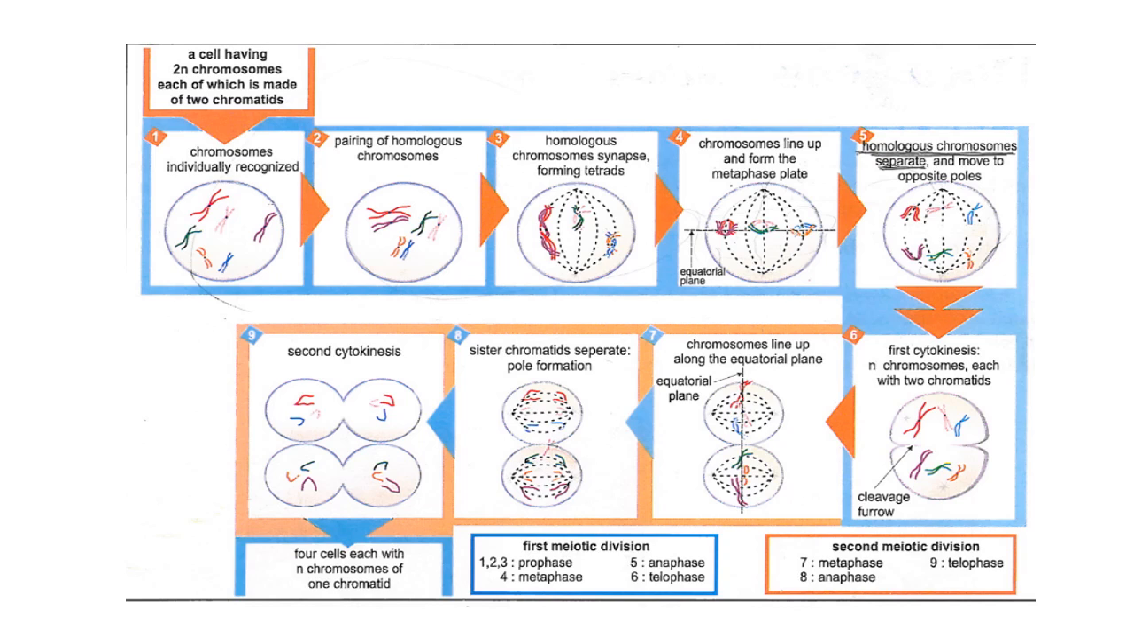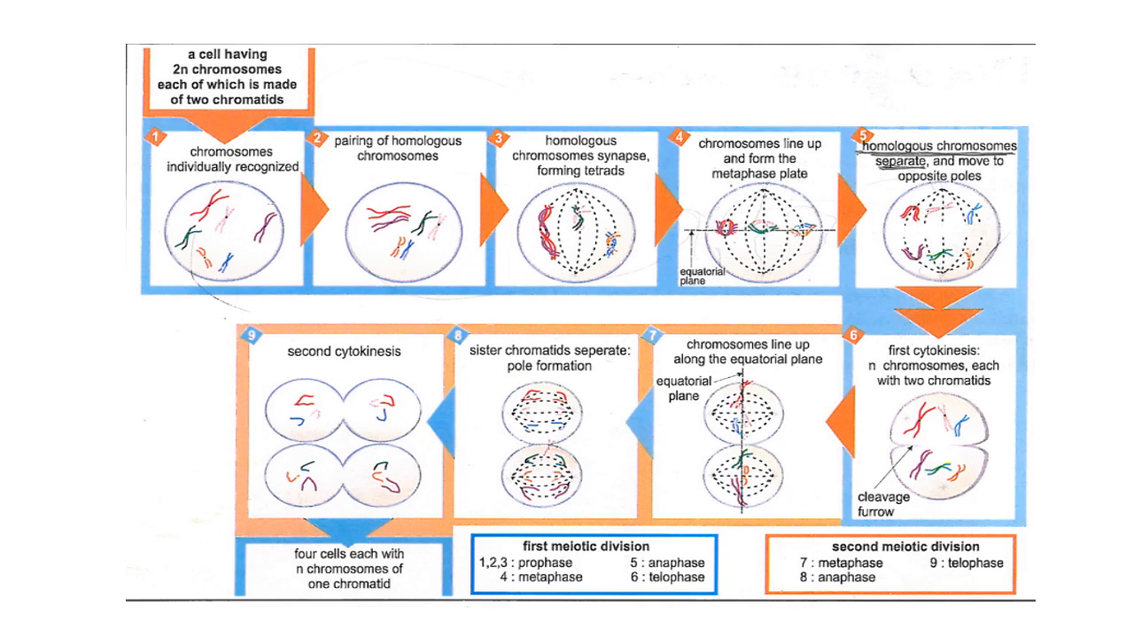Then we have telophase 1, where first cytokinesis occurs, or constriction. It is called a cleavage furrow at the middle of the cell, dividing the cell into two daughter cells, each having n chromosomes and each chromosome with two chromatids. Thus we have two daughter cells having n chromosomes, like here 3 chromosomes, half the number, which is 6 at the beginning, with two chromatids each.